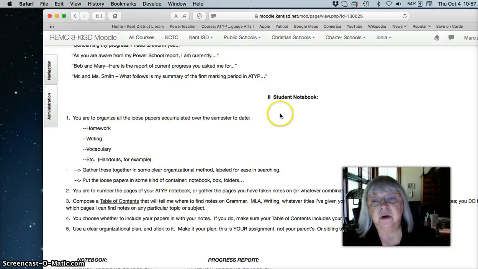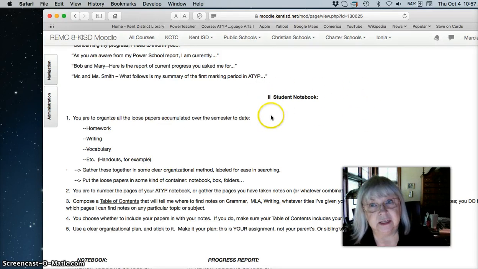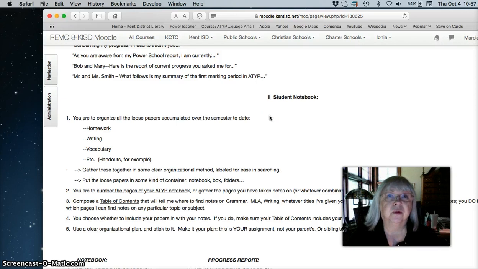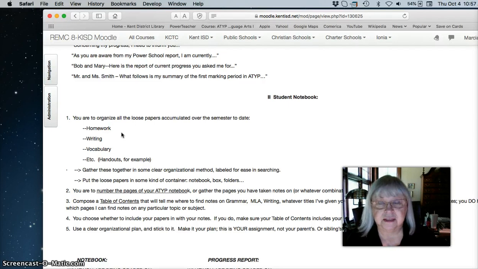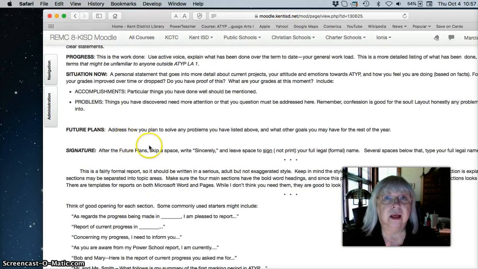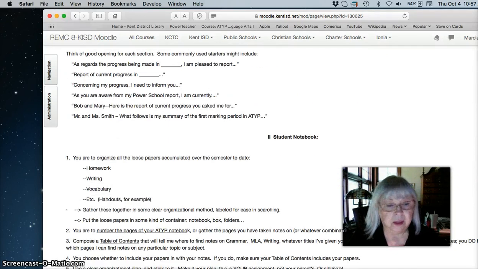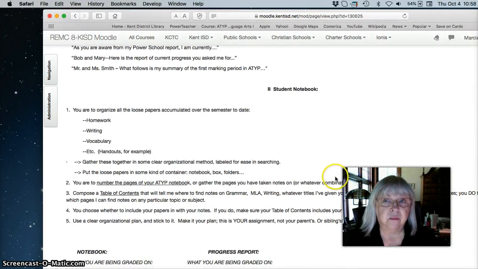Organize. Oh, the next part is, I've been telling you to put these in your notebook. Well, now is the time to prove to me you've put these in your notebook. You have to organize everything that has been handed back to you since the beginning of the school year. I don't care what that organization is. You have to decide how to organize for you. But I will tell you that you need to number the pages in your notebook.